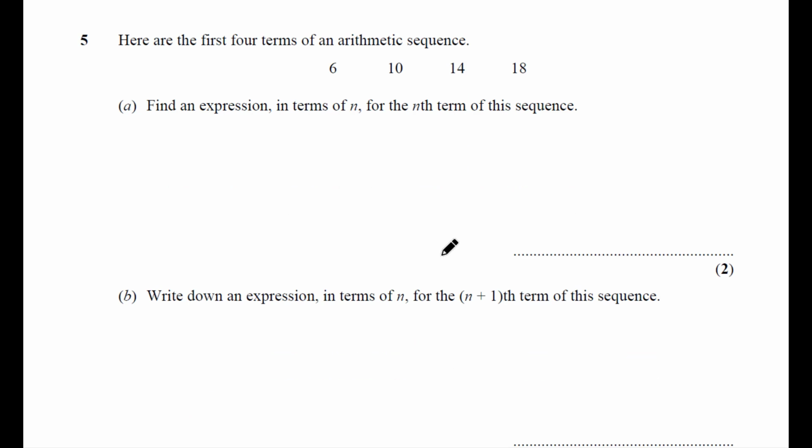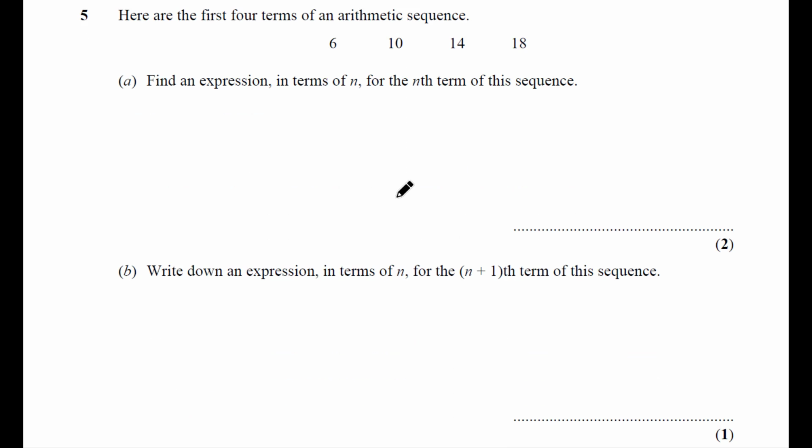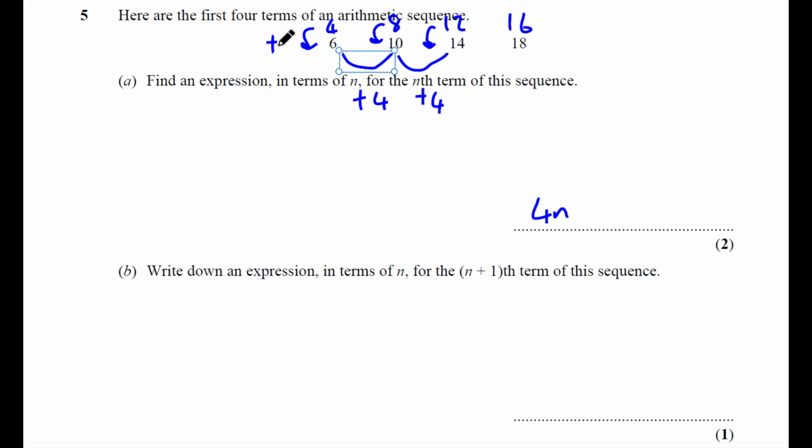Here are the first 4 terms of an arithmetic sequence. Find the expression in terms of n for the nth term of the sequence. So you can quite clearly see that it's going up in 4s. If you write the 4 times table on top, that's 4, 8, 12, 16. We know it's 4n. Now how do we get from 4 to 6, 8 to 10, 12 to 14? Well, we just plus 2. So that sequence is 4n plus 2.